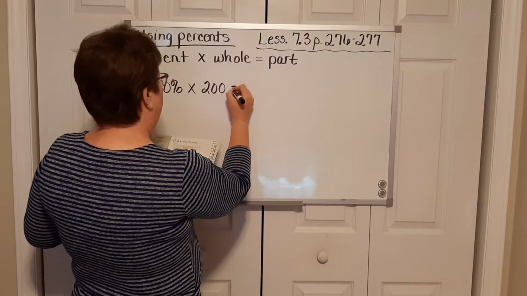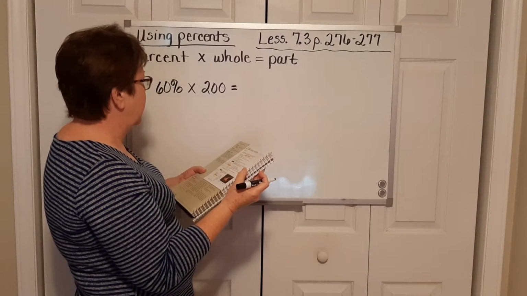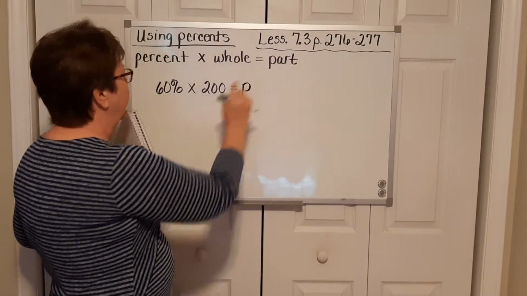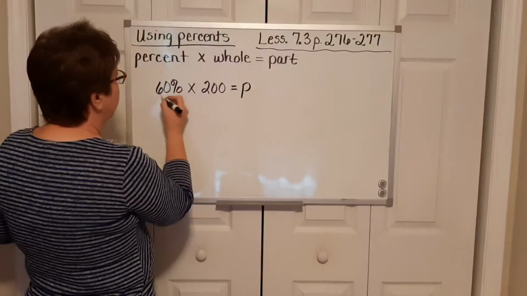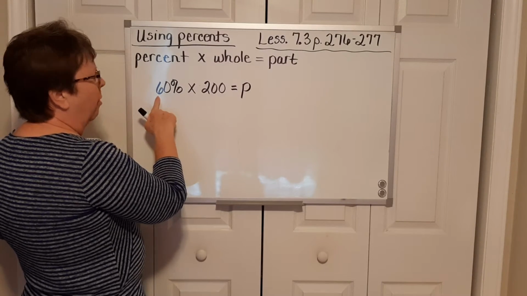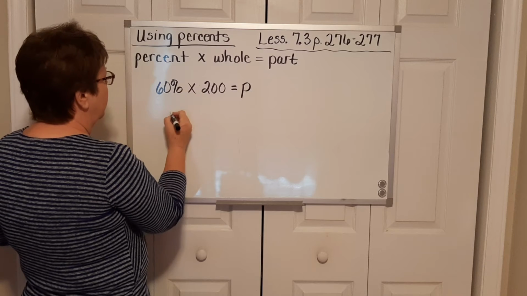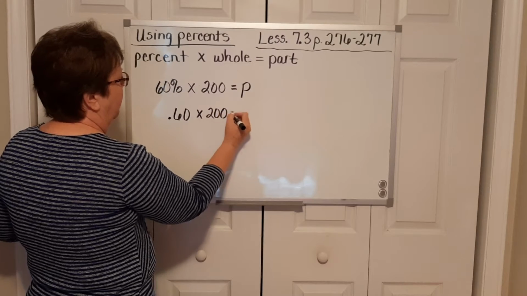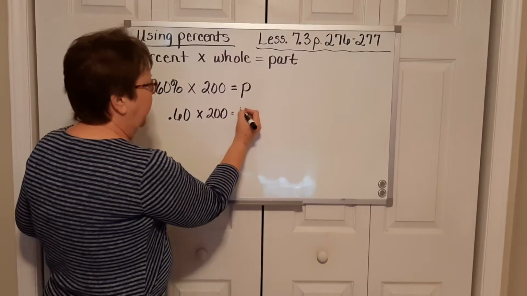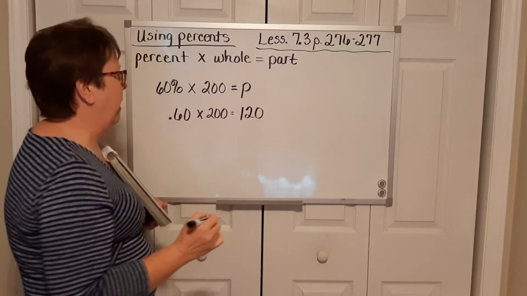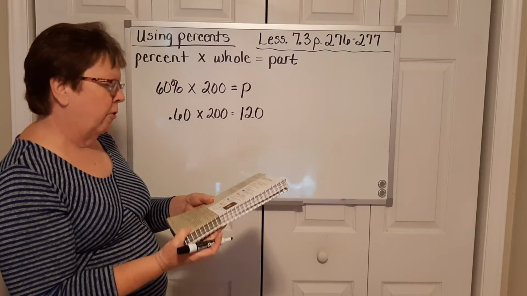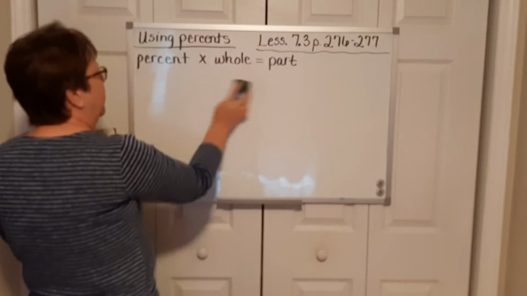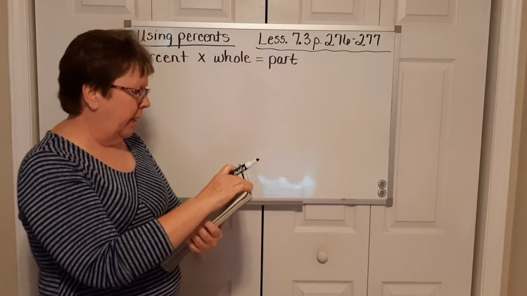So our 60% times our 200 equals our part, which is what we're trying to find here. Remember, when you are multiplying a percent, you have to make it a decimal. So it would be 0.60 times your 200. If you multiply correctly, you're going to get 120. That's your answer for example 2. We won't go through the multiplying. We've done a lot of that, so you should be able to do those correctly. If you do have trouble, let me know.